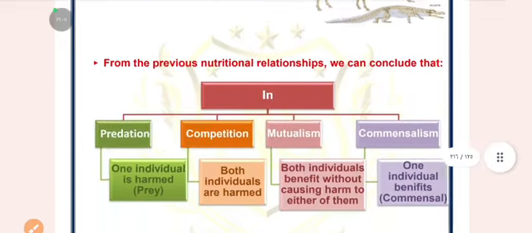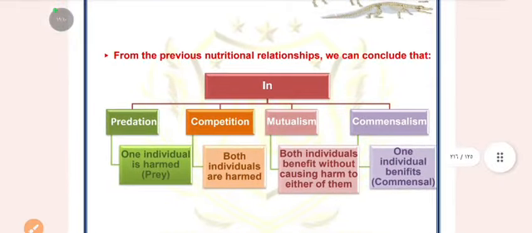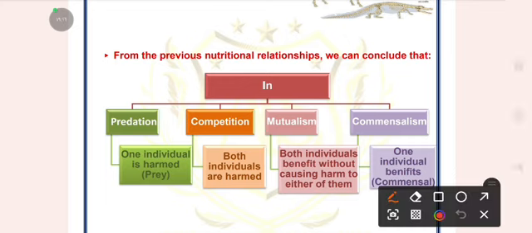Okay? So, we have 4 nutritional relationships: predation, competition, mutualism, commensalism. We have 3 types of living organisms: producers, consumers, and decomposers. Okay?